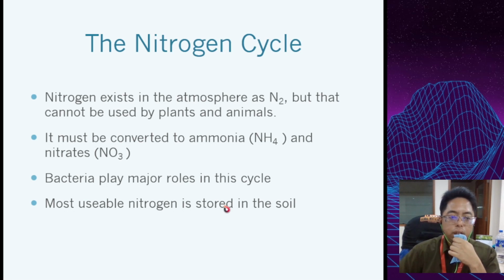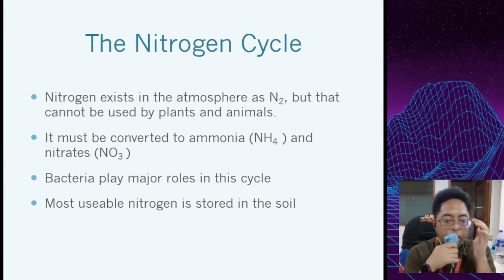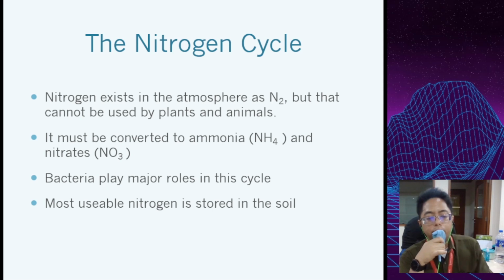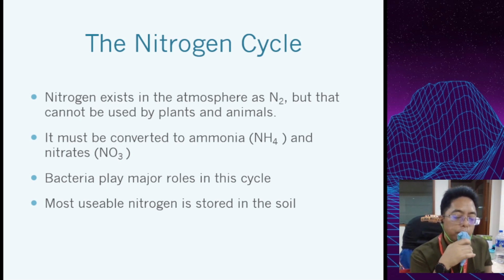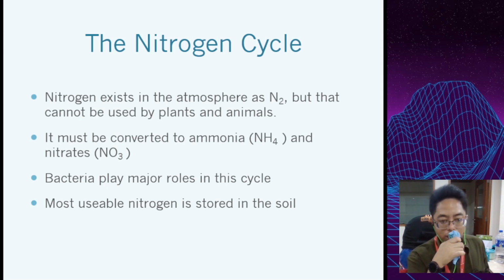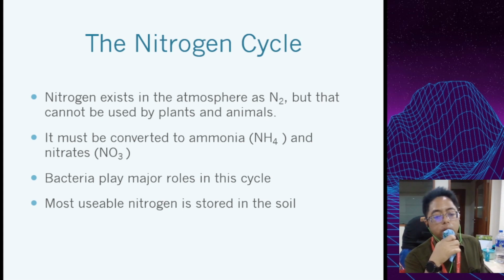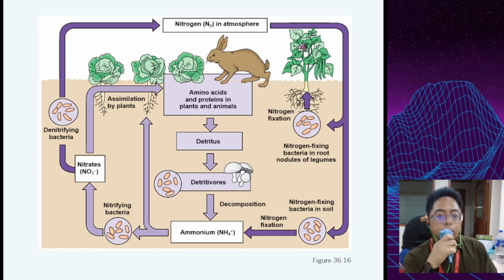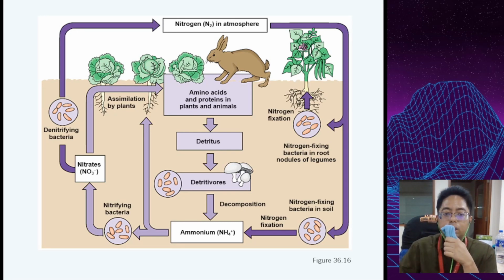Nitrogen cycle. Nitrogen exists in the atmosphere as N2 gas, but that cannot be used by plants and animals. It might be converted to ammonia, NH4, and nitrates, NO2, to be used by plants. So the main role is played by bacteria, and the most usable nitrogen is stored in the soil. So it starts with these living organisms. Okay, you can see this rabbit.